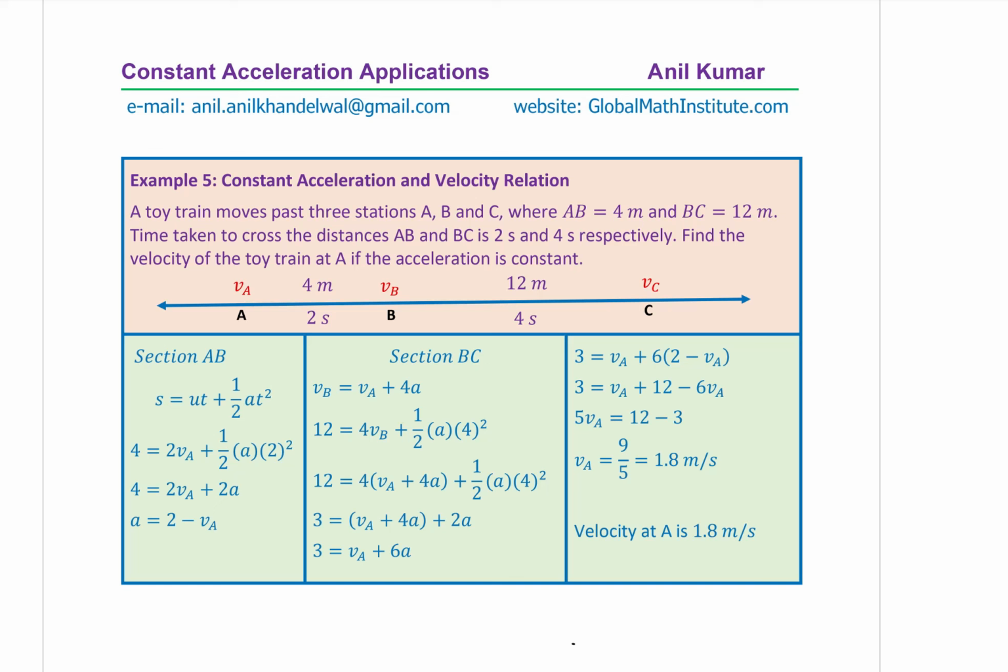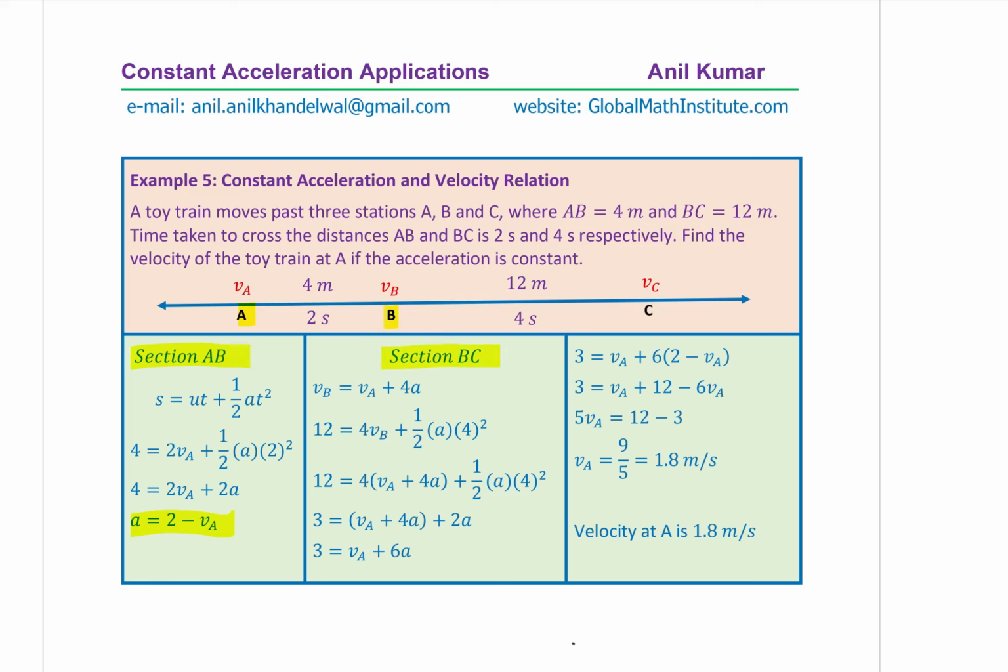Now, in this particular case, we'll consider the section from A to B first, right? So let's start with A to B. In this section, we need to find what VA is. We are given the distance between A and B and the time taken. So we can apply the formula S equals UT plus half AT squared. Substituting the values, we get a relation between the velocity at A and the constant acceleration a. That formula gives a equals 2 minus VA. That is how we have related this. So we got acceleration in terms of velocity at A. Ultimately, we have to find the velocity at A.